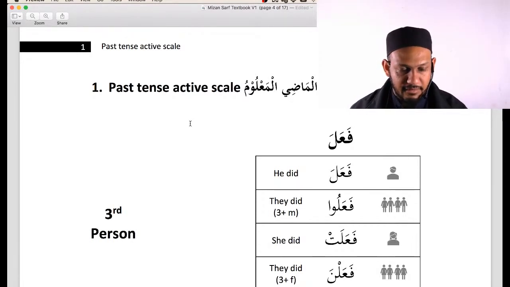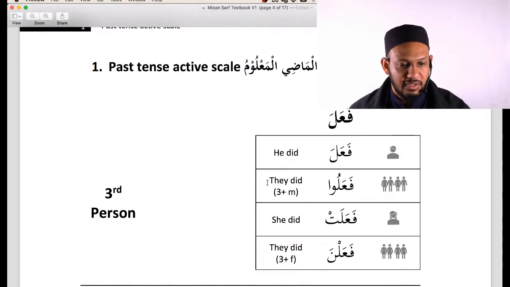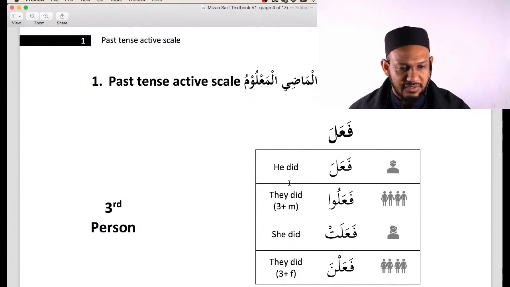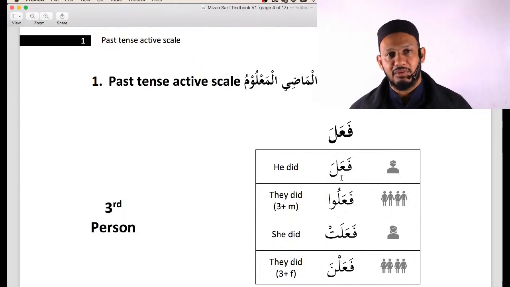So now, the first one is the past tense scale. Basically, I'm going to go through all the scales now, and you can learn fa'ala, and there are little icons there to help you visualize it. What's actually better in Arabic from a learning point of view, and just think about this for a moment, is for you to attach a picture to a word instead of a translation.